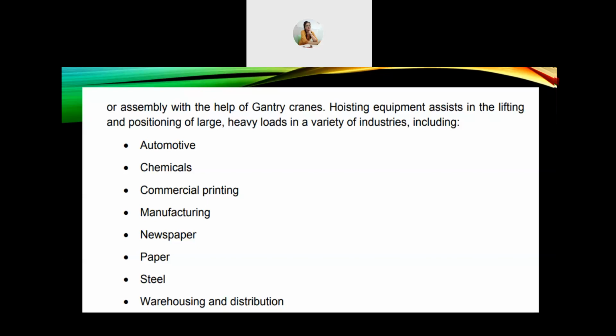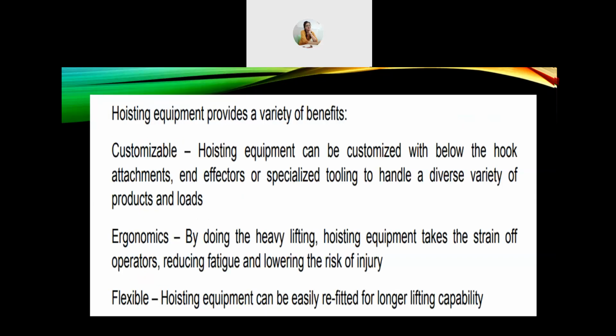Hoisting equipment assists in the lifting and positioning of large heavy loads in a variety of industries, including automotive, chemicals, commercial printing, manufacturing, newspaper, paper, steel, warehousing, and distribution. Hoisting equipment provides a variety of benefits. Number one, customizable. Hoisting equipment can be customized with below the hook attachments and effectors or specialized tooling to handle a diverse variety of products and loads.